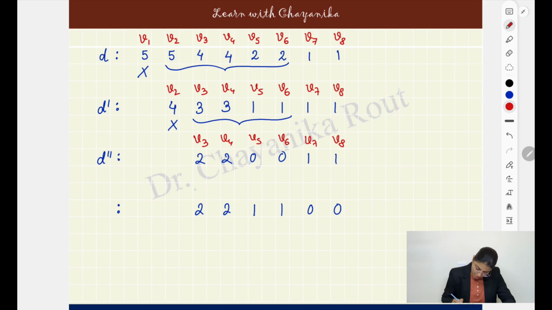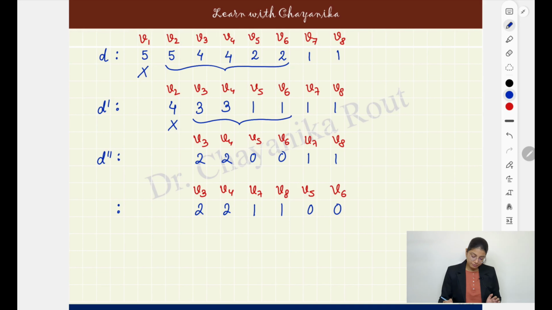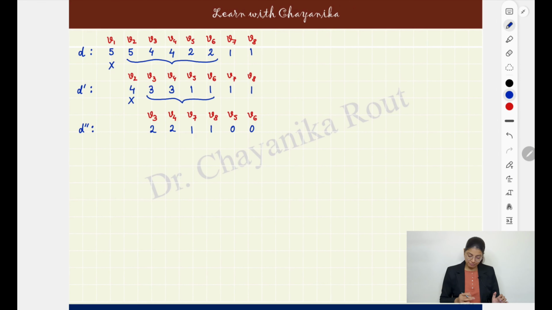Here the labelings have to be done carefully. V3, V4, then comes V7, then V8, and then we have V5 and V6. So again, if you wish, you can proceed much further to find out D triple dash. Well, I will stop here and I will start drawing the graph. So these are the sequences I have.